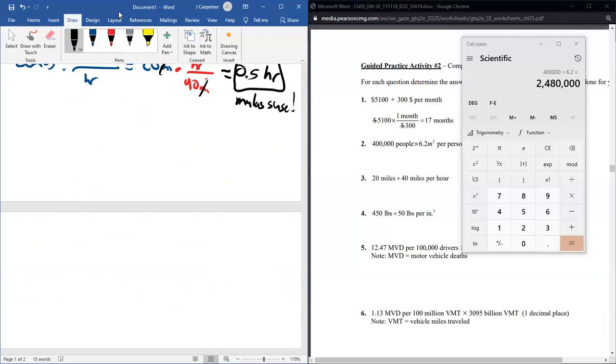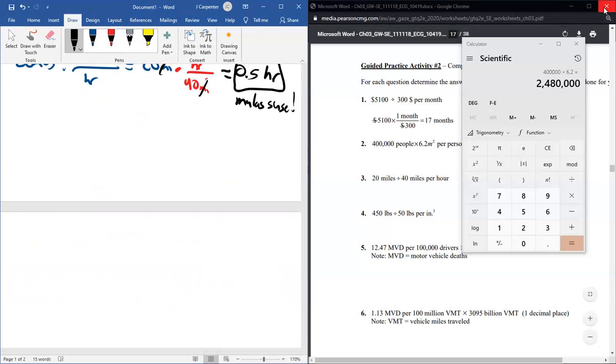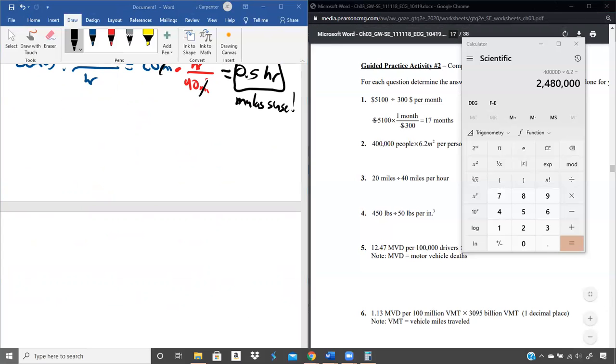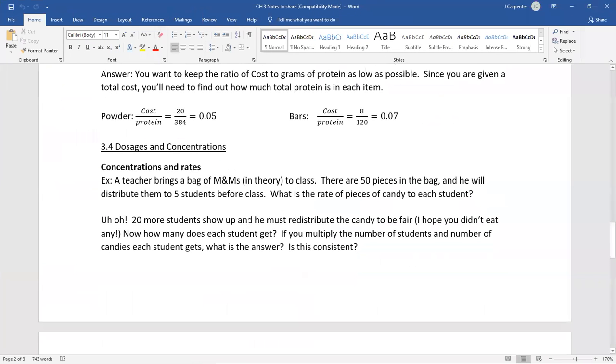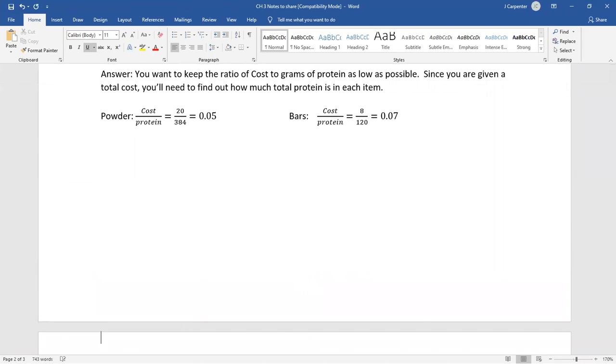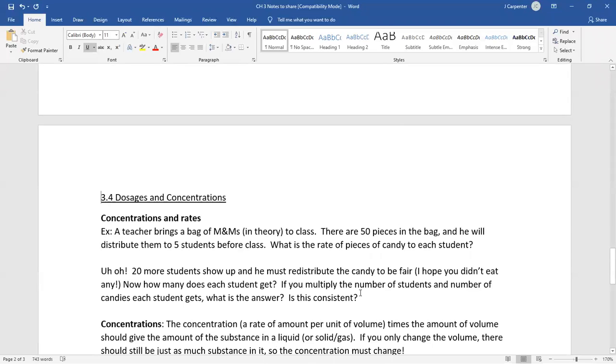Okay, so that, I believe, will close it out for the section. Yes. So let's close, well, I might not want to close that. Back to this. 3.4.